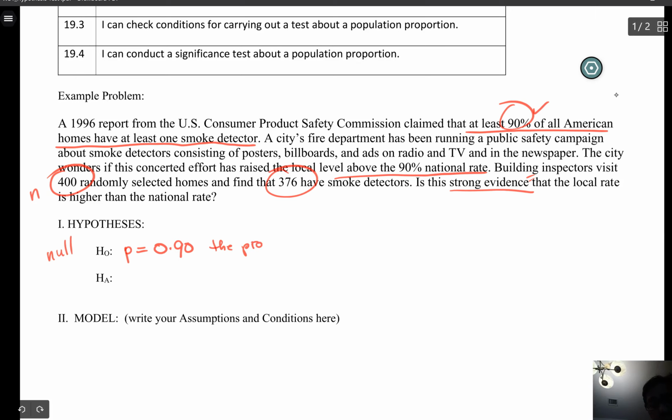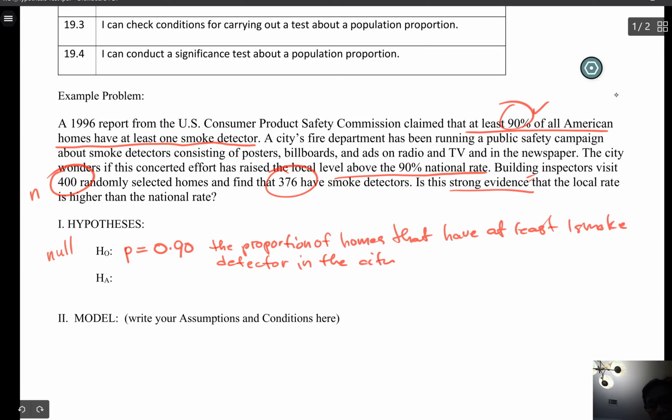And we are going to write the state hypothesis right here. The proportion of homes that have at least one smoke detector in the city is 90%, meaning it's equal to the national rate.